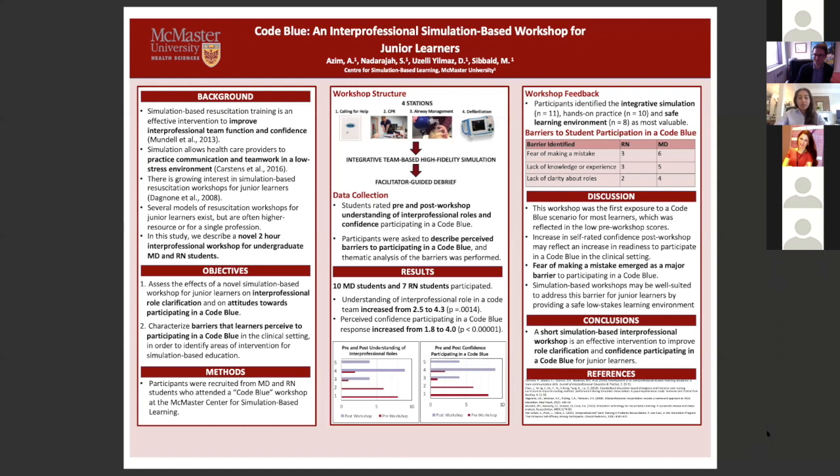And simulation lets healthcare providers practice both the hands-on skills, but also interprofessional communication and teamwork in a low-stress, low-stakes environment where patient safety isn't at risk. Because of this, there's also growing interest in developing simulation-based workshops for more junior learners, so medical students, nursing students, physician assistant students, all before the licensure level.